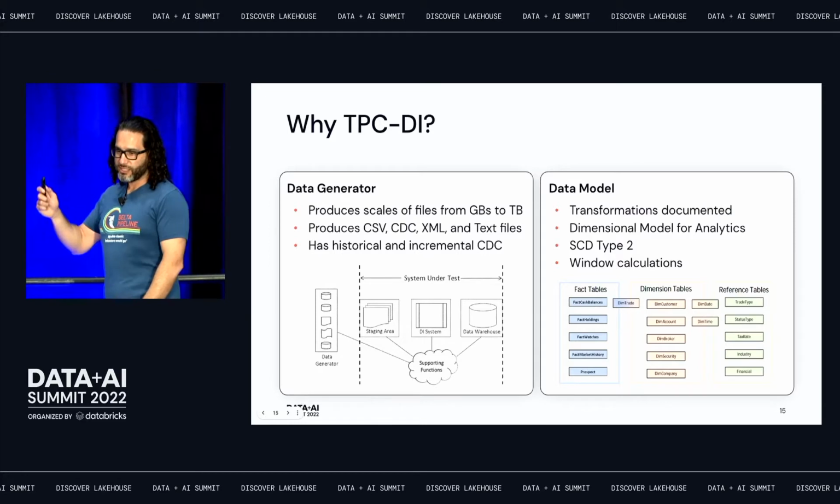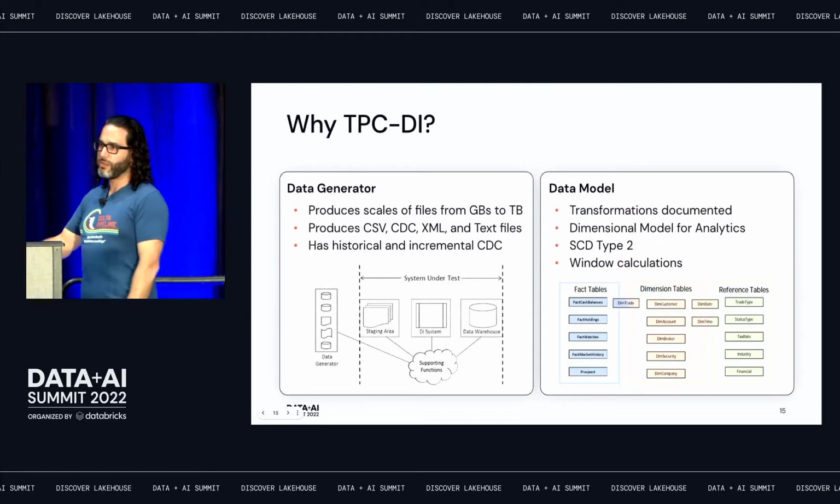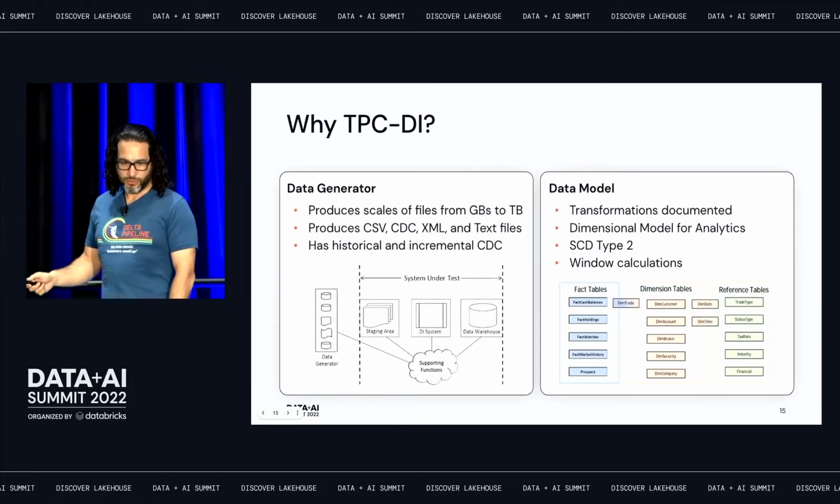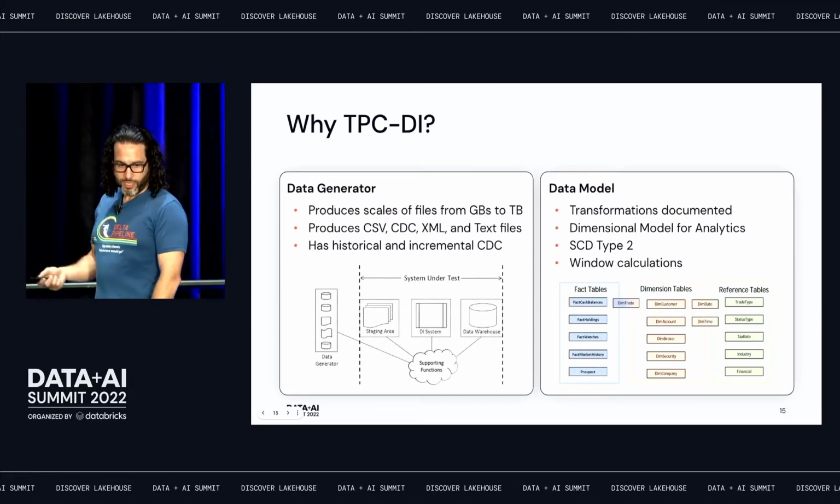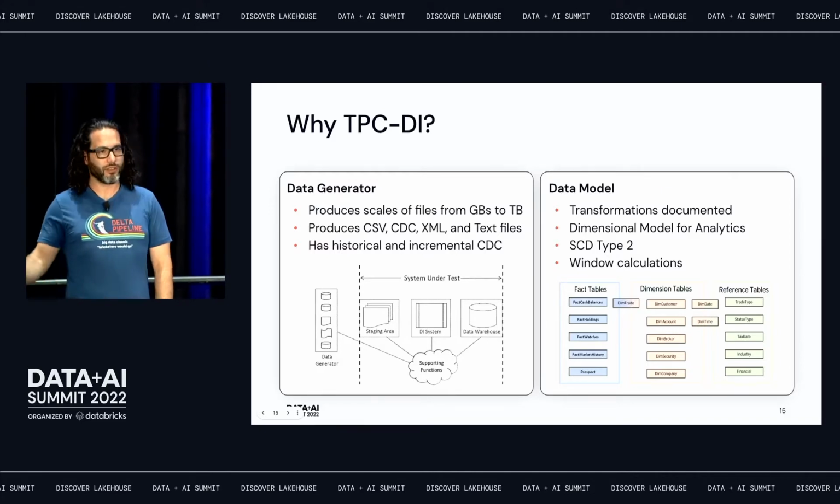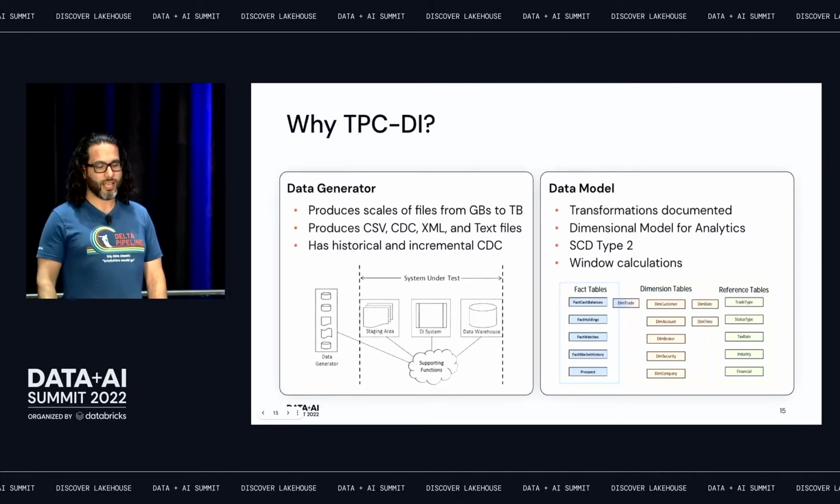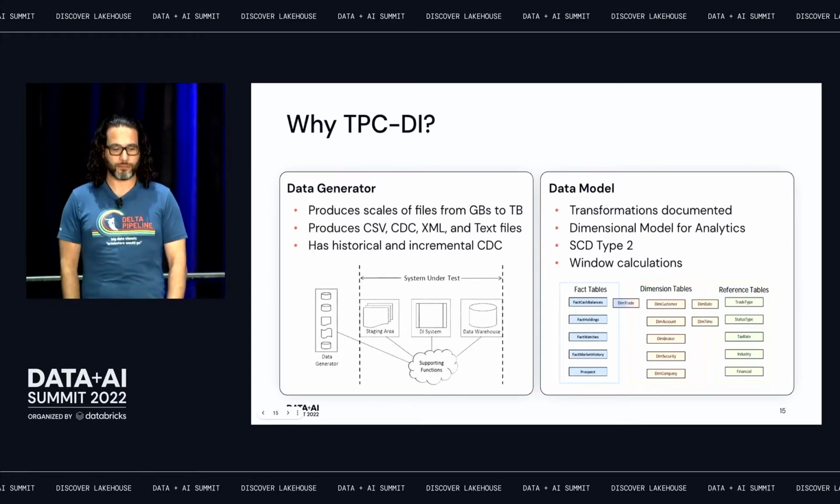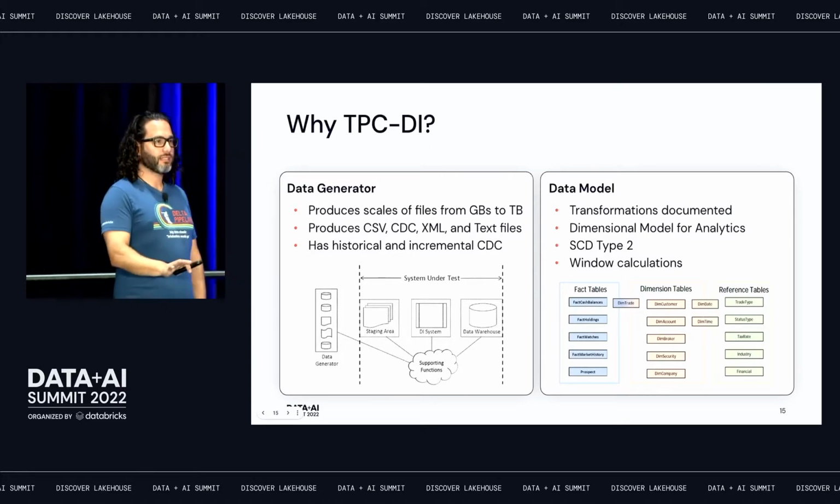And then there's a data model. So all of the transformations to produce this data model are documented, and there's a lot of logic that you have to account for. It's a dimensional model. There's SCD Type 2, so you have to deal with slowly changing dimensions. You have to figure out how to code that. And it has window calculations, so that you have to calculate things over time. So lots of different things that customers have to account for.